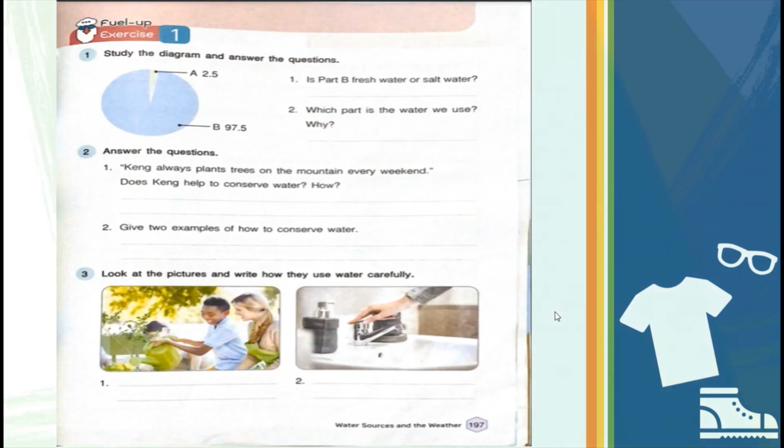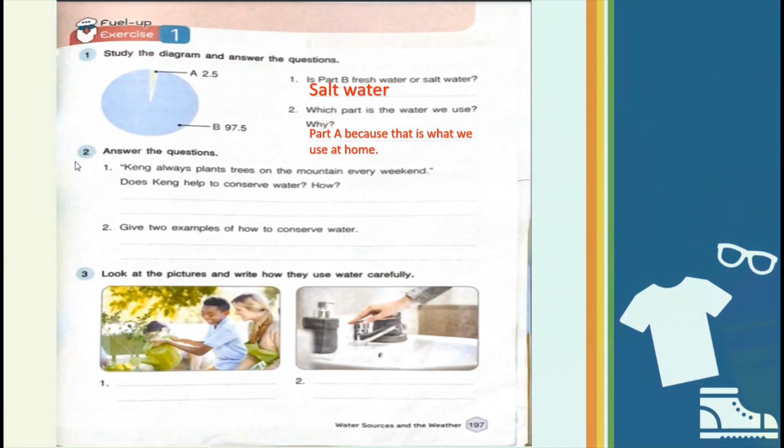Okay, so I hope you are done answering page 197. Now let's try to answer it together. Is part B fresh water or salt water? The answer here is part B is salt water. Number 2, which part of the water do we use? Part A or part B? It is only part A, because that is what we use at home for drinking, for taking a shower, and many more.